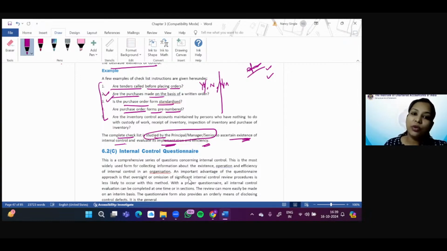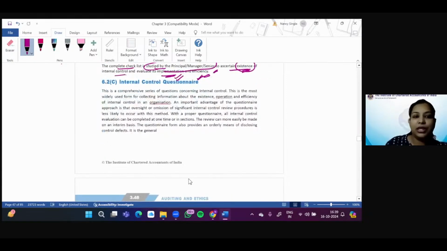So the purpose is to evaluate the internal control. It will be seen whether it actually exists, whether it is implemented and in use, and whether it is efficient or not. Is it clear?